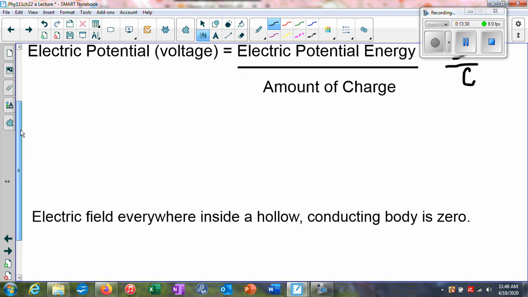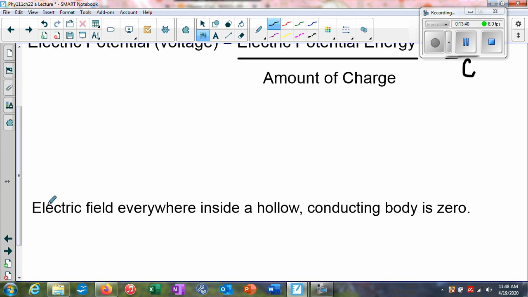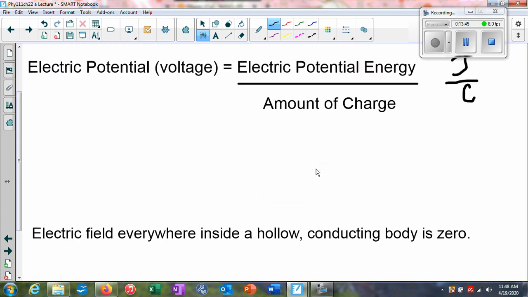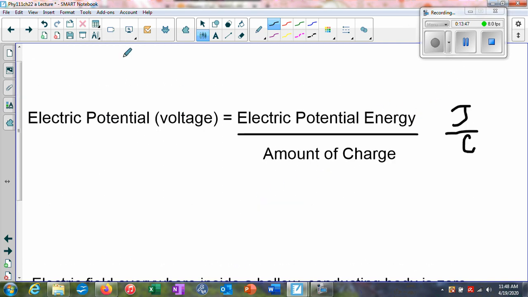And we also briefly talked about the electric field everywhere inside a hollow conducting body is zero. You should remember that as well. But for sure, you're going to need to know this.